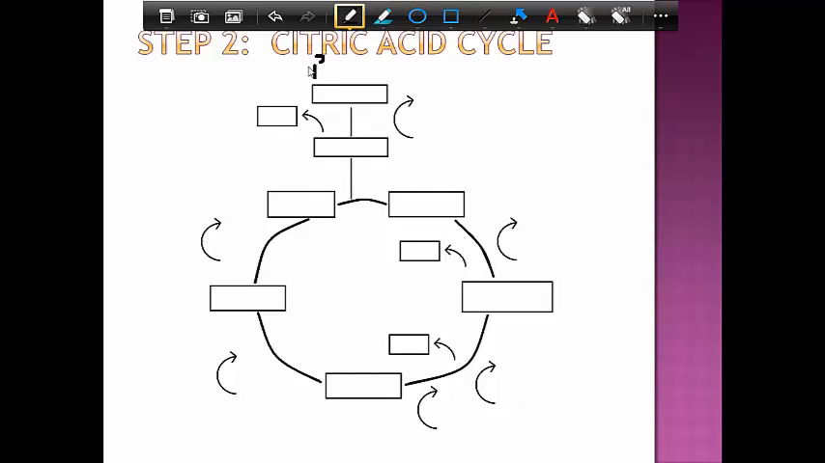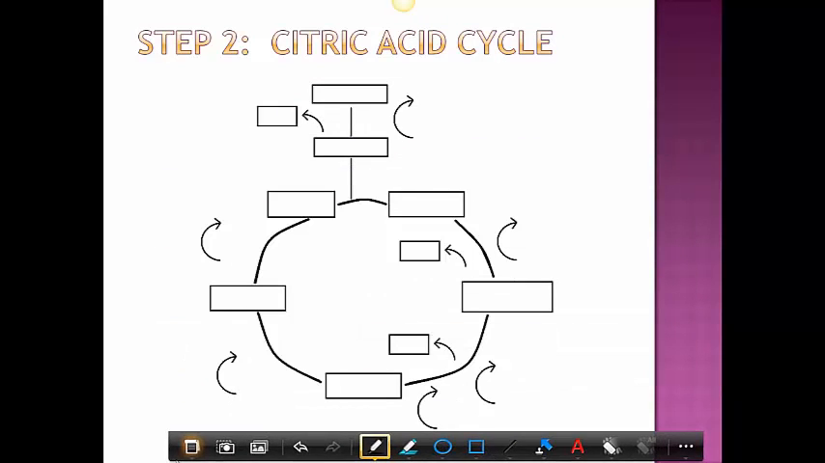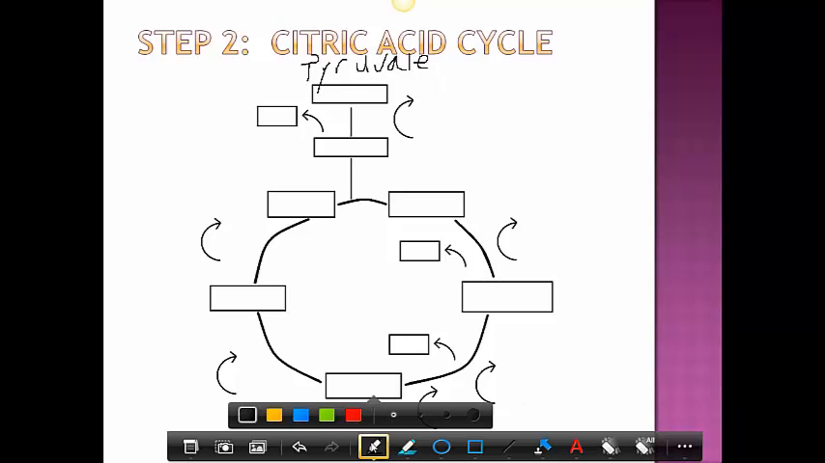Remember, pyruvate is P-Y-R-U-V-A-T-E. Okay, there's our pyruvate. Now, how many carbons does it have? We'll do this in red. 3 carbons in each pyruvate.